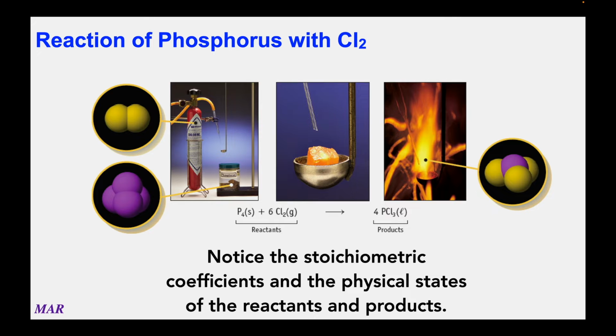And again, you can see how there's 1 P4. There's no 1 there, but that's implied. You'll need 6 Cl2s to make 4 PCl3s. So the invisible 1 by P4, as well as 6 and 4, those are the stoichiometric coefficients, and they tell you the relative amounts of moles that you need.